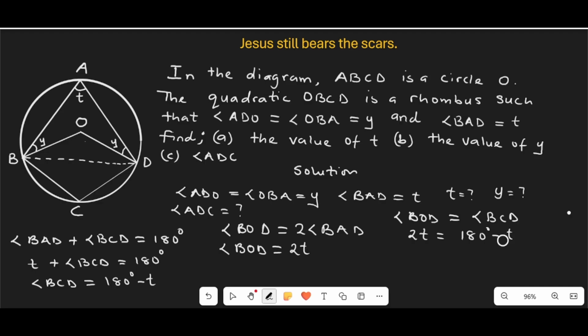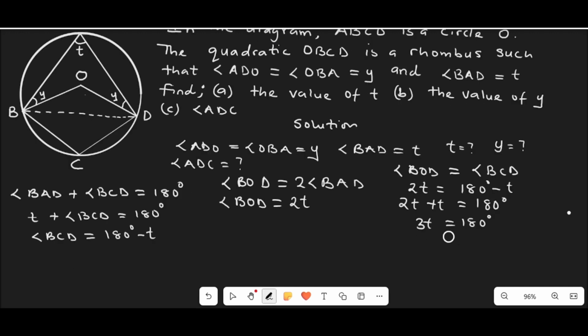So let us transpose T to the left hand side, and this negative sign will change to positive. So we are going to have 2T plus T equals 180 degrees. 2T plus T will give us 3T equals 180 degrees. Let us divide both sides by 3, and T equals 60 degrees.